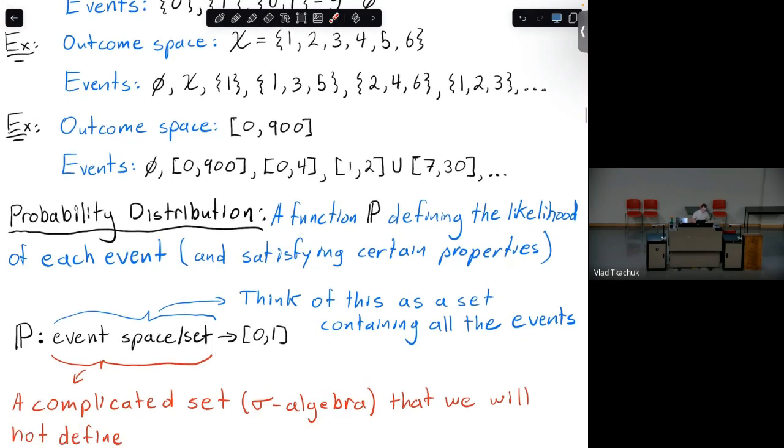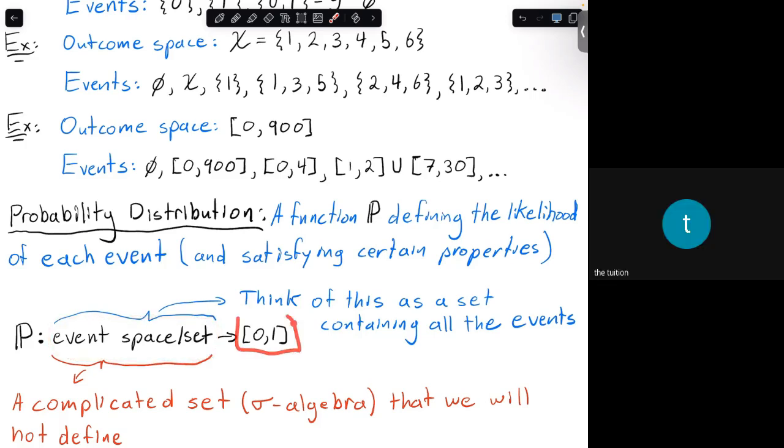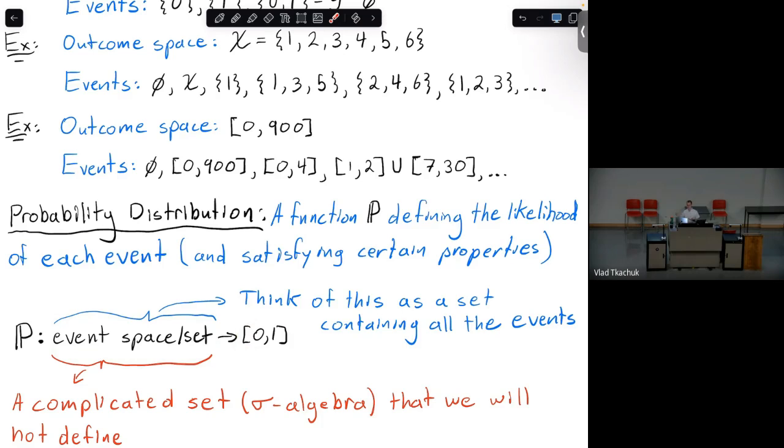Well, this probability distribution is going to be a function. It's going to take in as input an event, and it's going to output some number between 0 and 1. Using the function notation that we've seen in the math review, the way you would write a function is you write here the set of all possible inputs and the set of all possible outputs. And so this set of inputs is going to be the set of events.